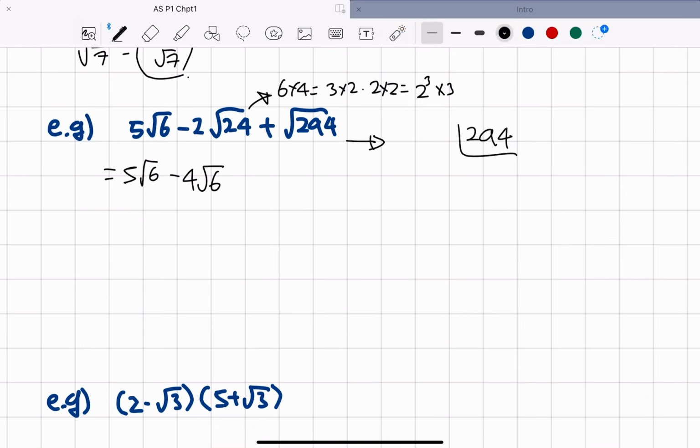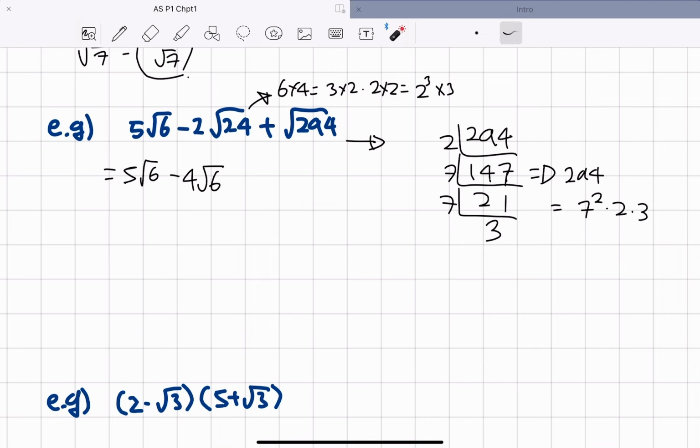So 294, we can divide by 2. 147, we can divide by 7, so 21, 7, 3. So we can say 294 equals 7 squared times 2 times 3. So we can simplify square root of 294 to 7 square root of 6.